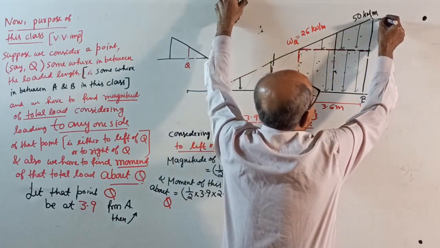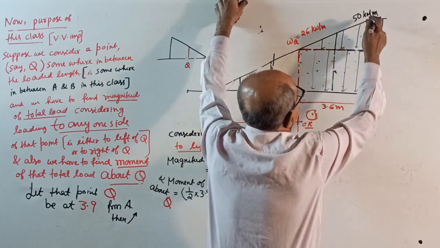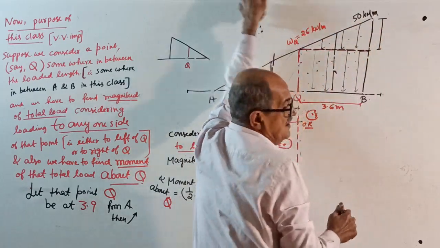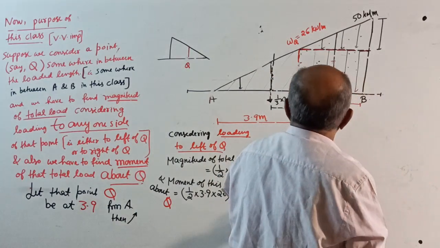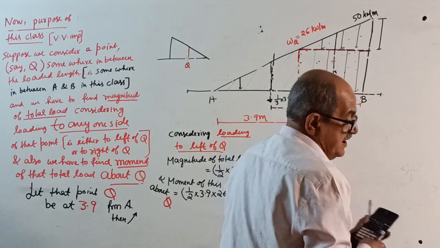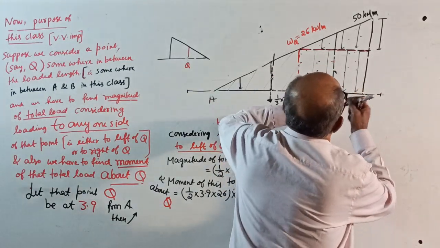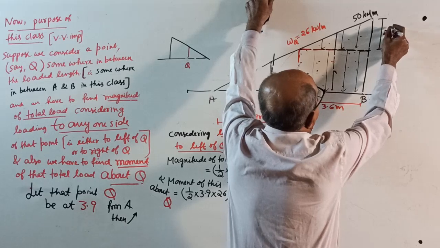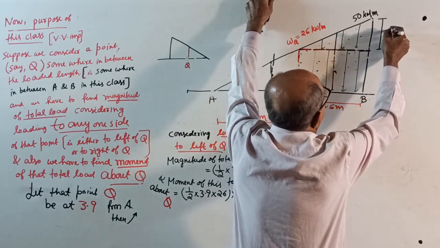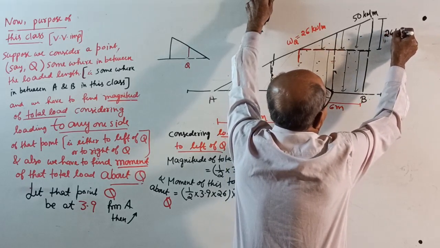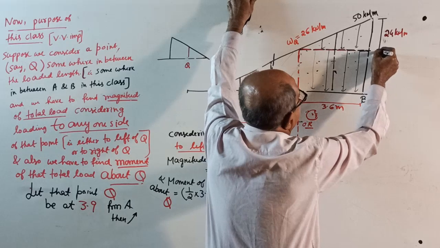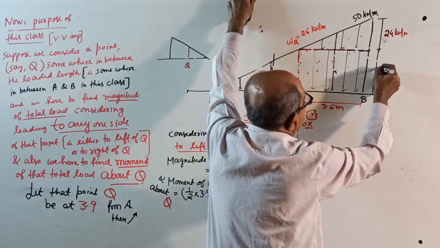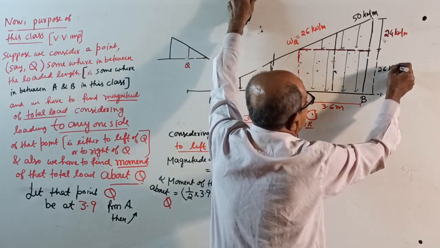This is not 26. This is 50 minus 26. Take a pencil and write there. Take a pencil. 50 minus 24. Why do I want a calculator? See, this is 24. Light line right here. 24 kilonewton per meter. So therefore, remember, this is 26 only. See, this is 26 kN per meter.